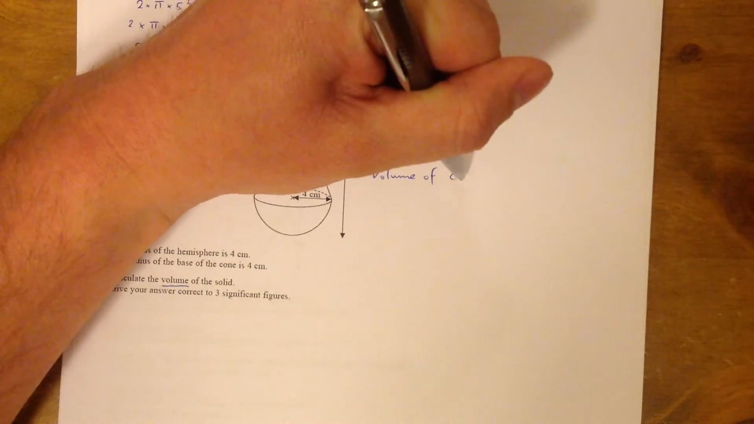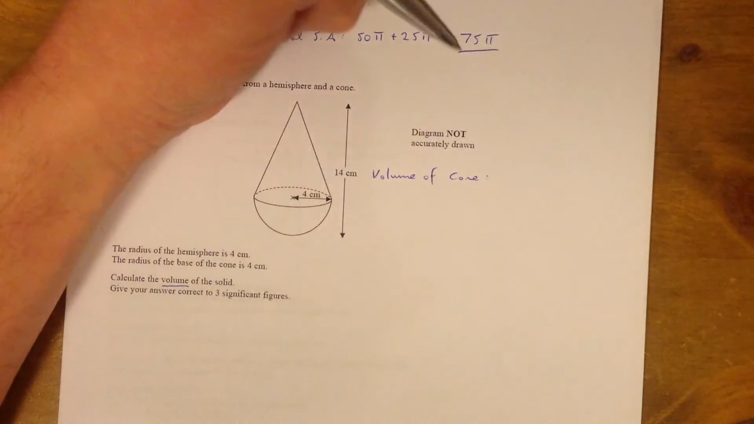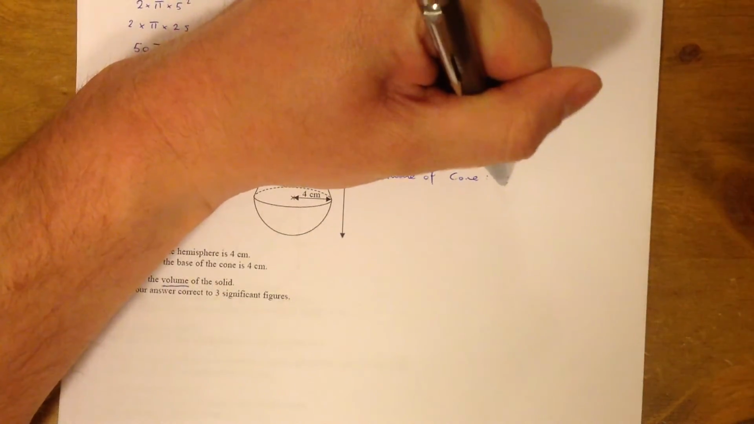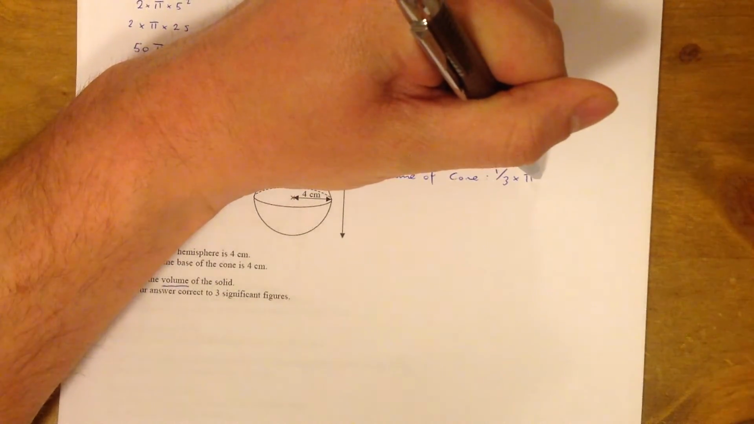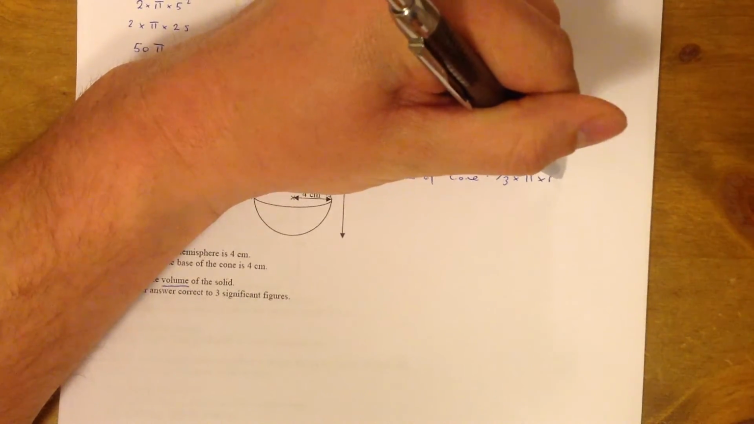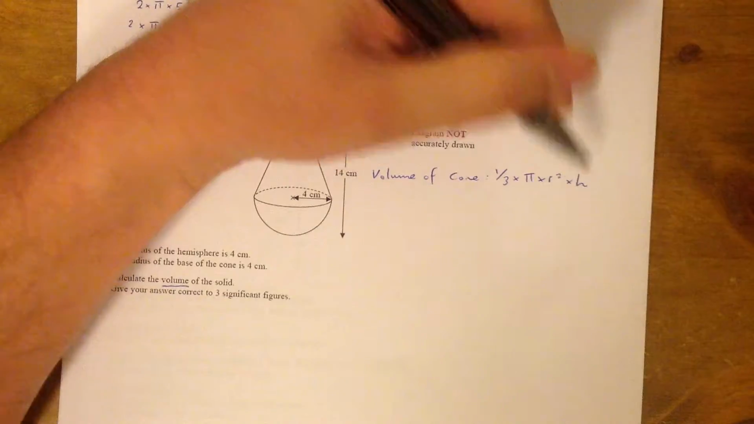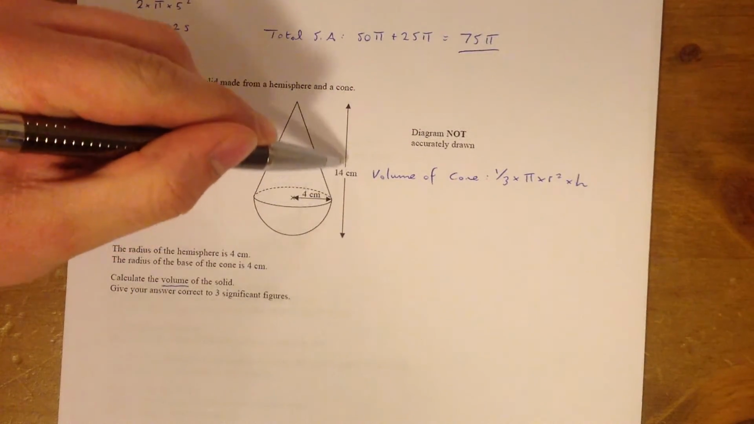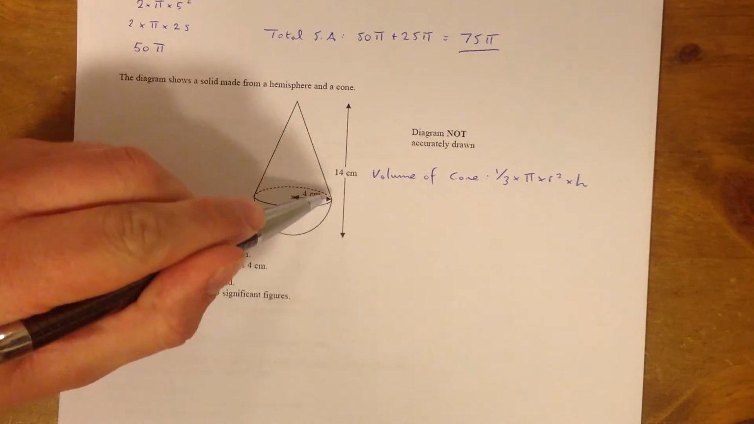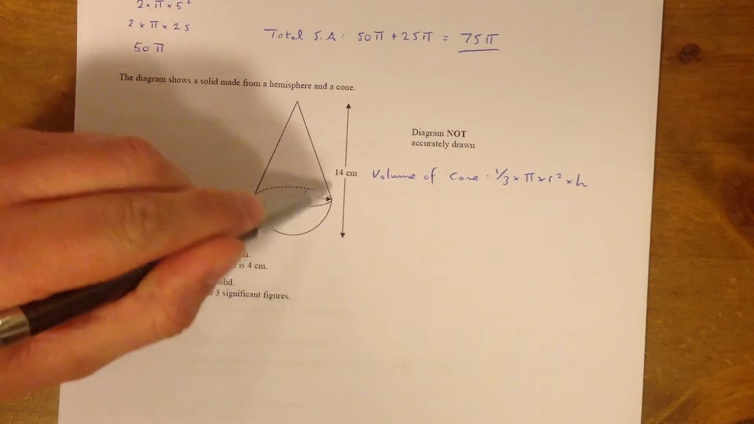Volume of a cone, and then we refer to our formula page and we find that the volume of a cone is 1/3 multiplied by pi multiplied by r squared multiplied by height. And it's important when you look at the formula that height denotes the vertical height here, not the length of this dimension here.